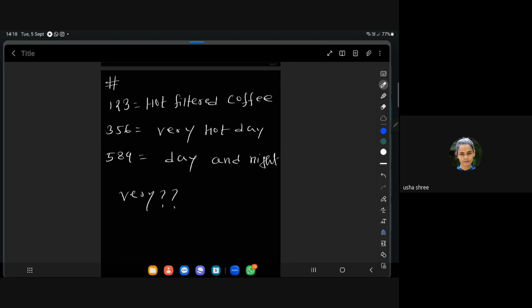6. So same in the left hand side, 3 and 3 matching, cancel them. 5 and 5 matching, cancel them. Now in the right hand side, hot and hot cancelled, day and day cancelled. They have asked you to find the code for very. So from the second line, in the right hand side only very is left, and in the left hand side 6 is left. So obviously, 6 is the code for very.